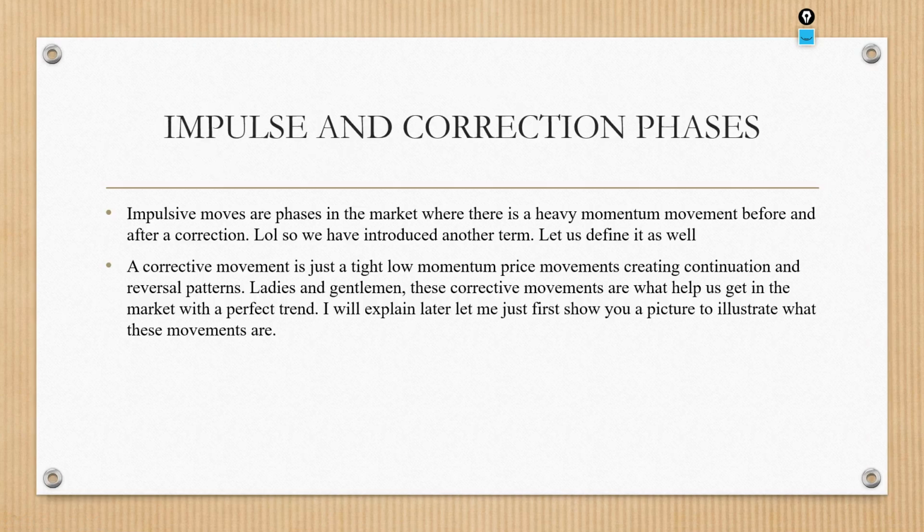So let's get started. I want us to talk about two terms, which are the impulse as well as the correction phases. So let's define this. The impulsive moves are phases in the market where there is a heavy momentum movement before and after a correction. A correction movement is just a tight, low momentum price creating continuation or reversal patterns and all that, right?